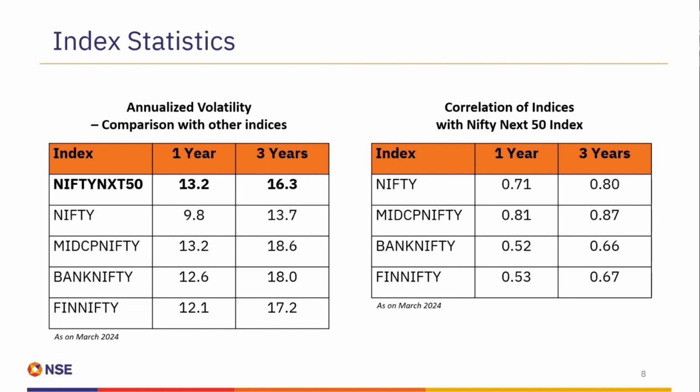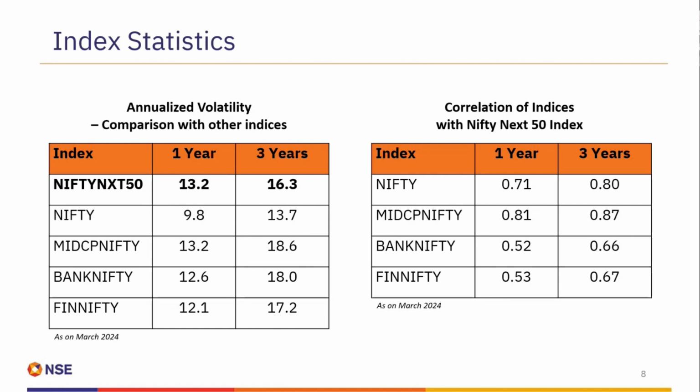Earlier also what I mentioned is, this particular portfolio is unique. It is unique because there is no overlap of the constituent stocks with Nifty 50, neither with the mid cap indices. Here what we can see is the Nifty Next 50 has a correlation of about 71% with Nifty 50, but a higher correlation with the mid cap indices. So almost 81% is the correlation with the mid cap index in a one year period. If you see it for a 3 year period also, the mid cap Nifty has a higher correlation of almost 87%.